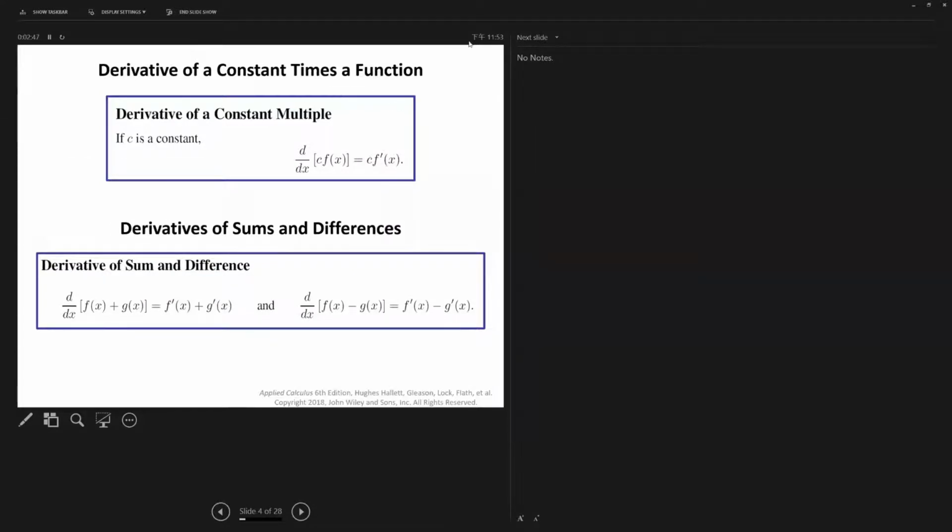Next, we have some property of a function. If you have a constant multiplying a function, you can actually bring that constant out of the derivative and put it on the outside, and just multiply c by the derivative of the function. Same thing with sum and difference. The derivative of a sum of functions is the sum of the derivatives. Same for difference. So you can take derivative of f and g separately and then add them together or subtract them together as you wish.